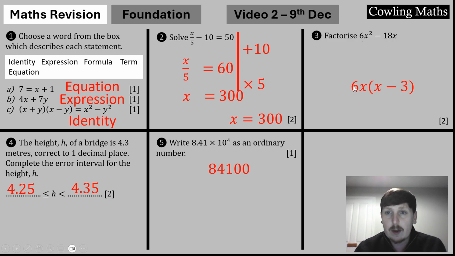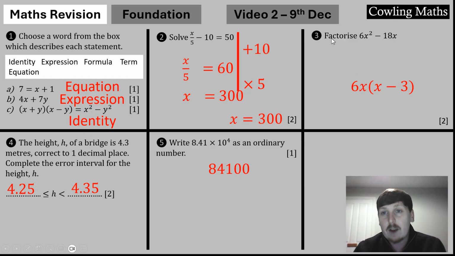So 6x squared divided by 6x is just x. You might know x times x makes x squared. And then on this one, doing 18x divided by 6x, well, 18 divided by 6 is just 3, and x divided by x is 1. So we've got 3 times 1, that just makes 3.